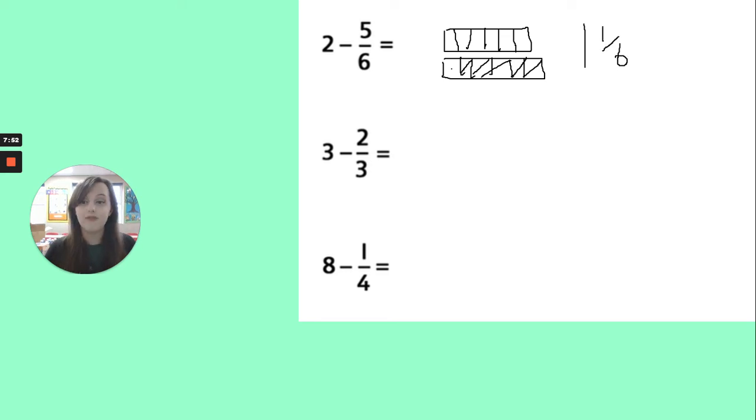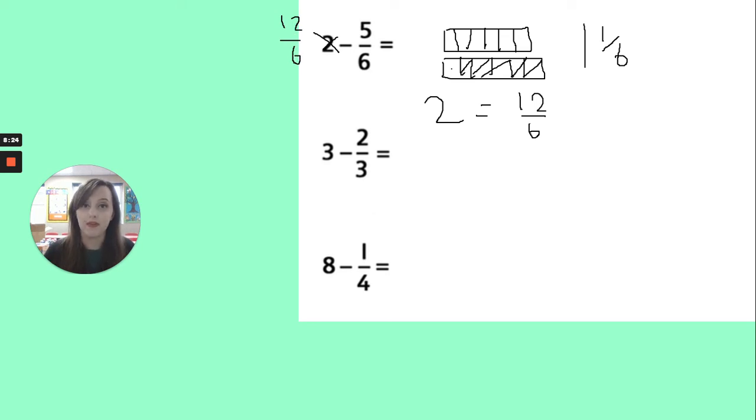If I didn't have time to draw, or, as is proven, my PowerPoint is too wobbly for me to draw on, I could have just done the calculation. I know 2 wholes is going to be the same as 12/6. And I know this because 1 whole is 6/6, so 2 wholes is 12/6. I've used my times table knowledge to help me. So all I need to do then is not 2 wholes take away 5/6, but 12/6 take away 5/6.